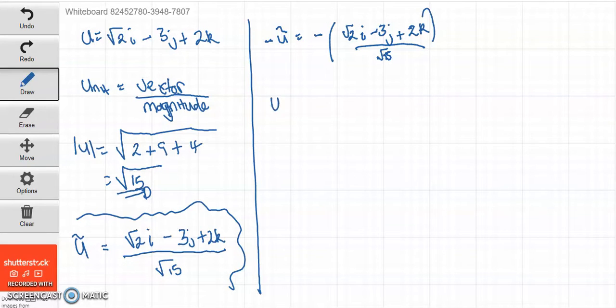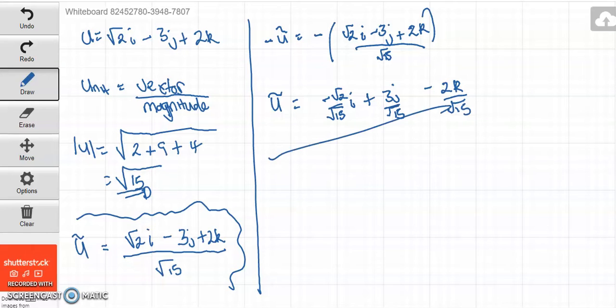And the unit vector we want, we get minus root 2 over square root of 15 i. Minus times the minus gives us a positive, plus 3j over the square root of 15, minus 2k over the square root of 15. Yeah, that's all.